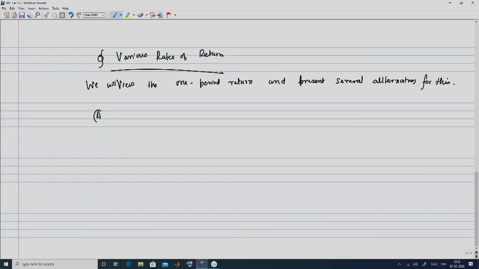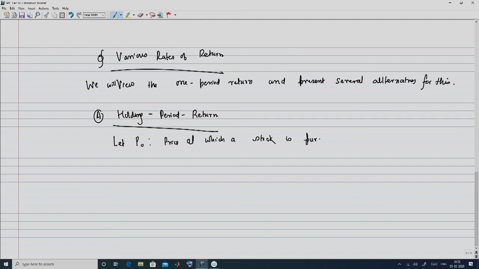So, to begin with, as I mentioned, we will talk first about the different concepts of returns in a more formal way, and we will introduce the notation for the same. Accordingly, we first of all will talk about what is known as the holding period return, that means the period for which you are in ownership of the asset. So, let me introduce some notation. I will say let P naught be the price at which a stock, and by stock I basically mean a risky asset in general, is purchased by an investor at the beginning of the holding period.